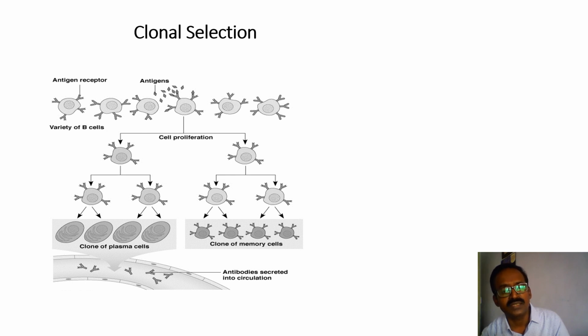The B cells are converted to plasma cells and memory B cells. The B cells are converted to the plasma cells. The plasma cells produce the antibody. That antibody enters into the blood and into the circulation.